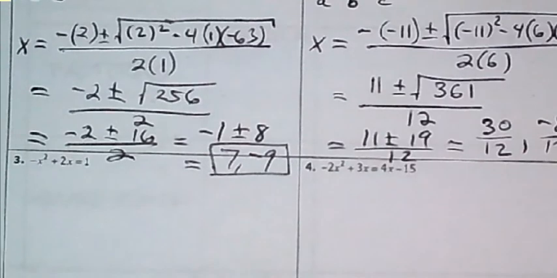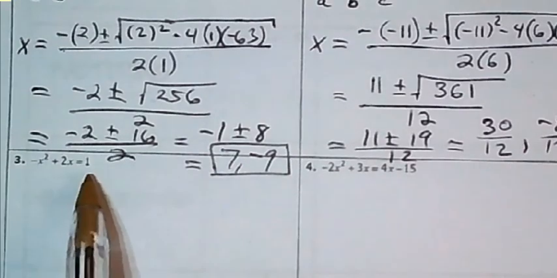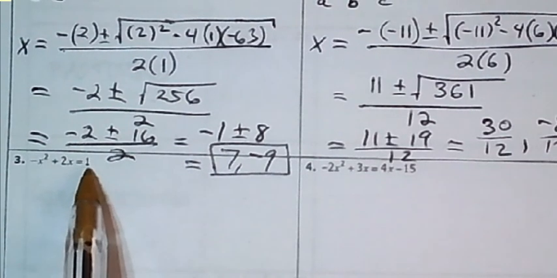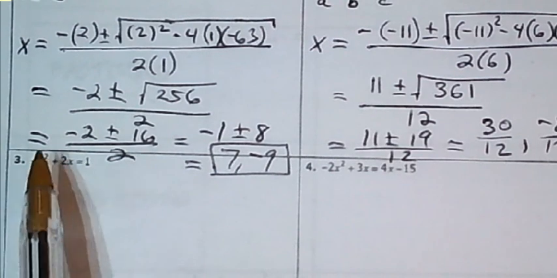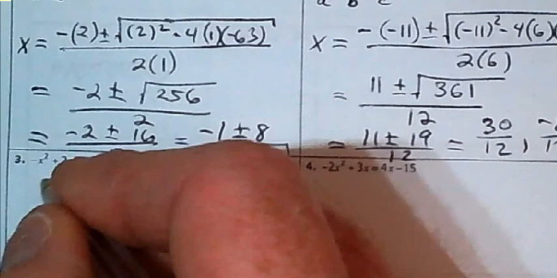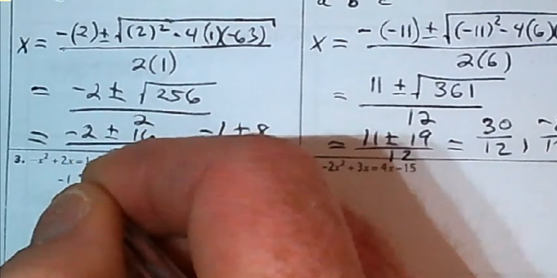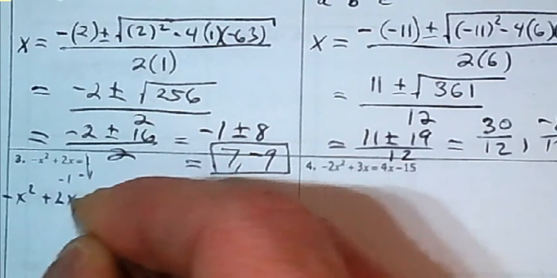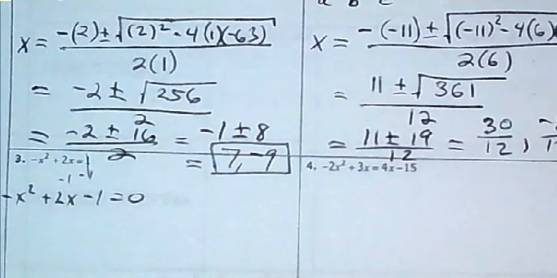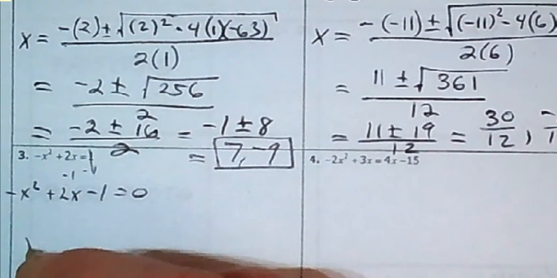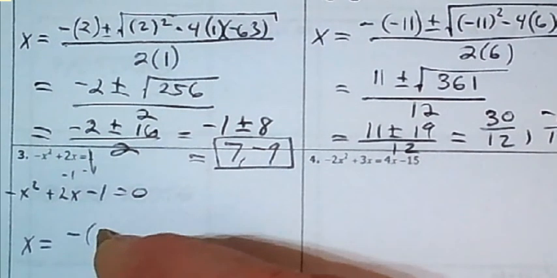Alright, so the common mistake that I'm seeing here is that some of us are not moving the 1 to the left side. So be careful about that. You've got to get all the parts to the left side so it's in standard form. So subtract 1 from each side. That's going to give you negative x squared plus 2x minus 1 equals 0. Alright, now we can plug into the formula. So x equals negative parentheses 2.